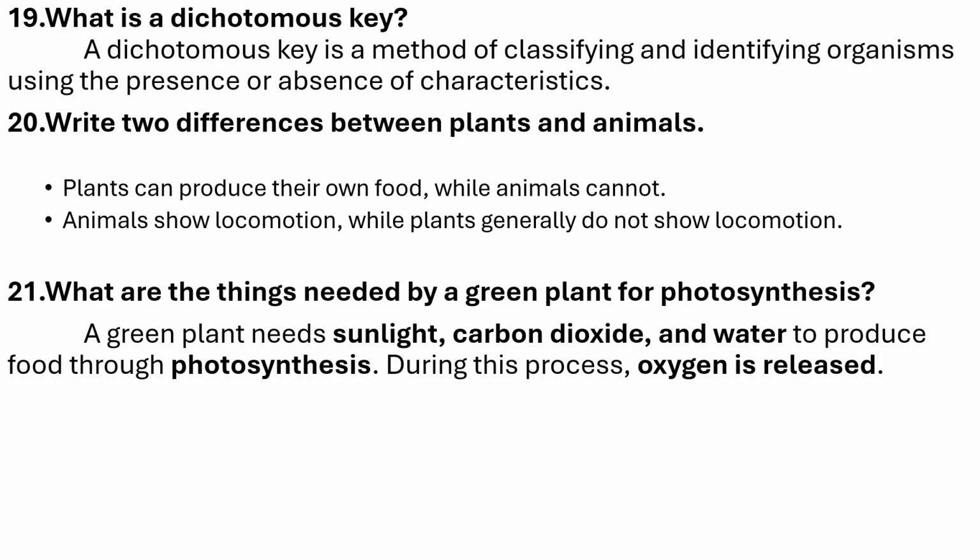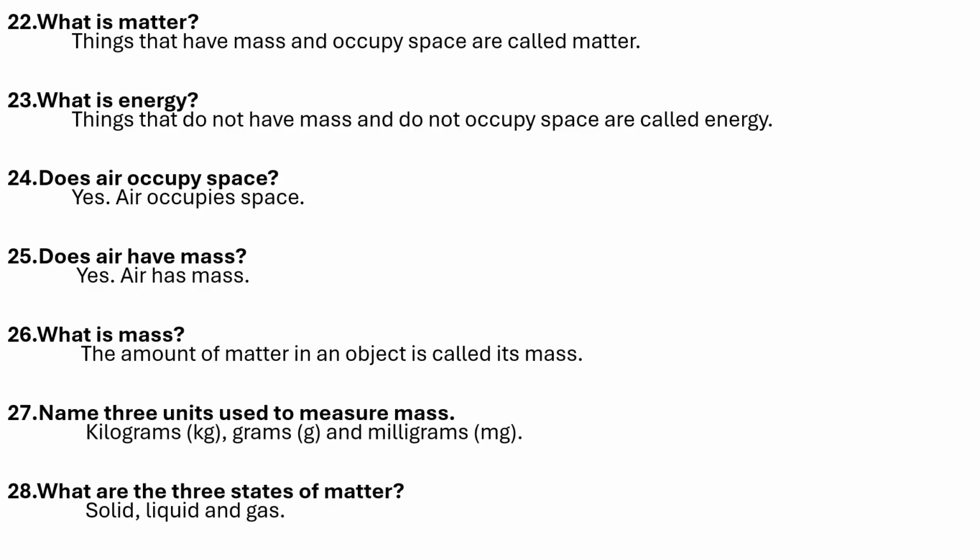What are the things needed by a green plant for photosynthesis? A green plant needs sunlight, carbon dioxide, and water to produce food through photosynthesis. During this process, oxygen is released. What is matter? Things that have mass and occupy space are called matter. What is energy? Things that do not have mass and do not occupy space are called energy.